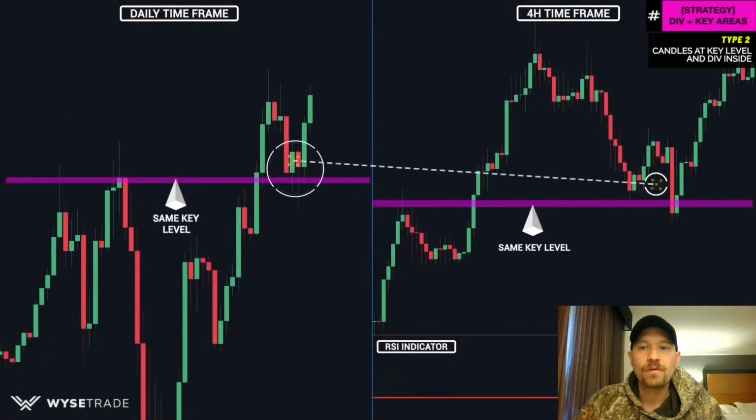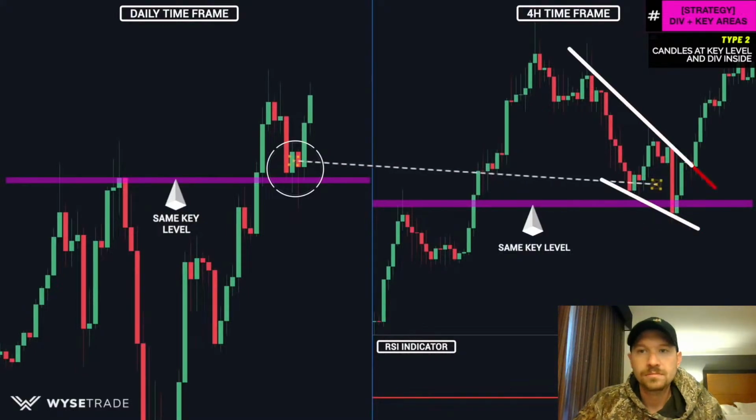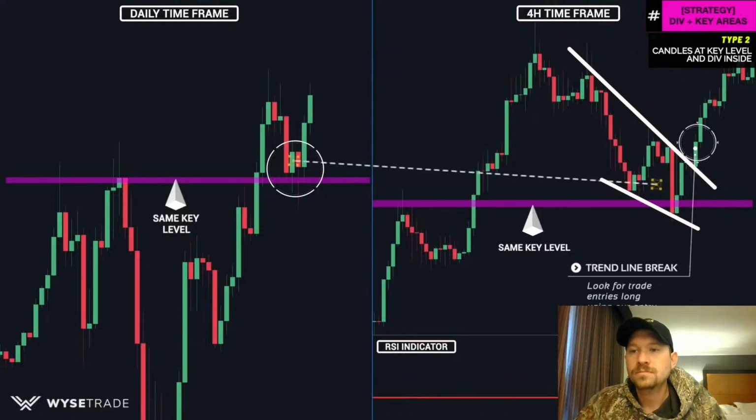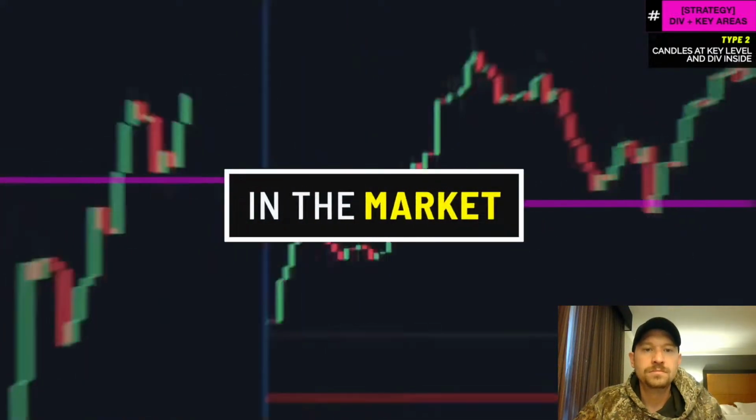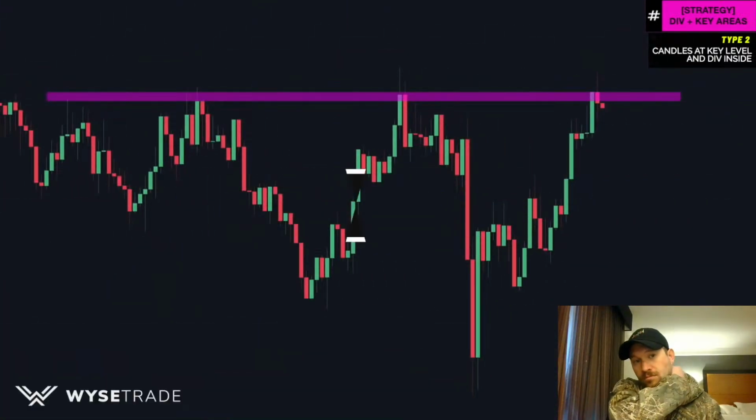Same key level, same pullback. We had perfect wide divergence right at the key level, and then you would place your trend line above. And once you had price break through, you would then look for trade entries long on the lower intraday timeframes. So right now in the market, the pound dollar is creating one of these setups.